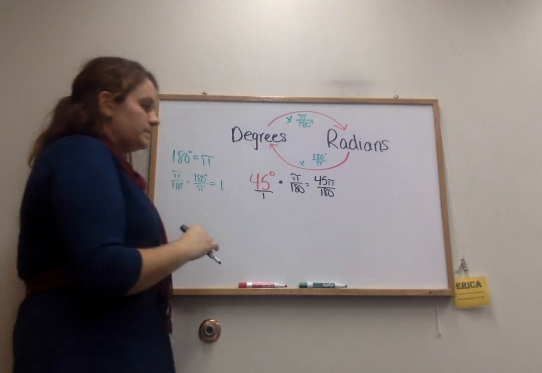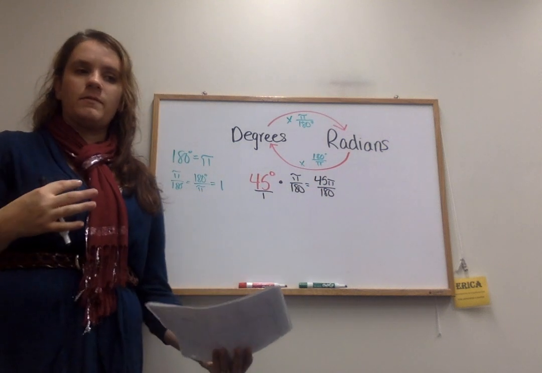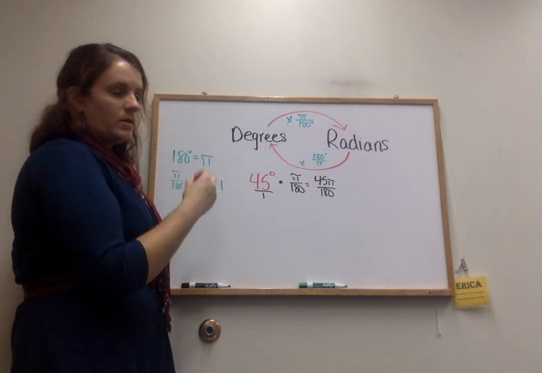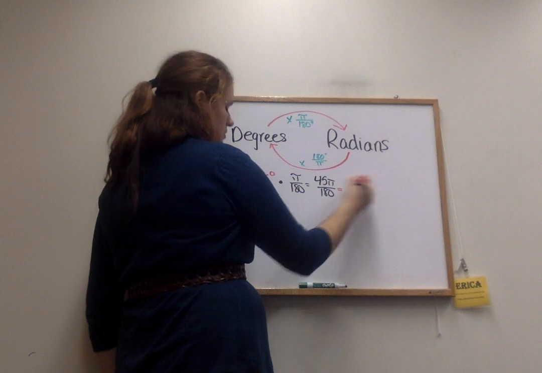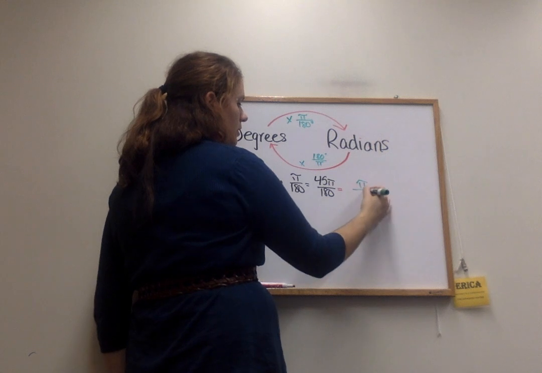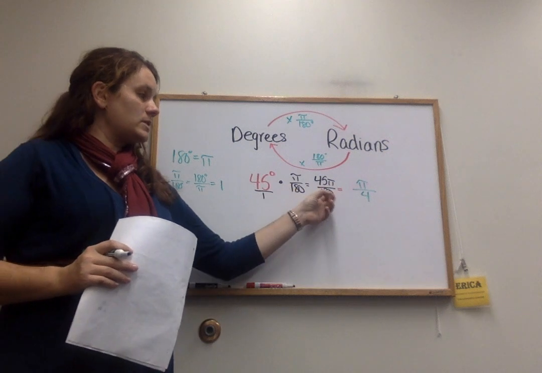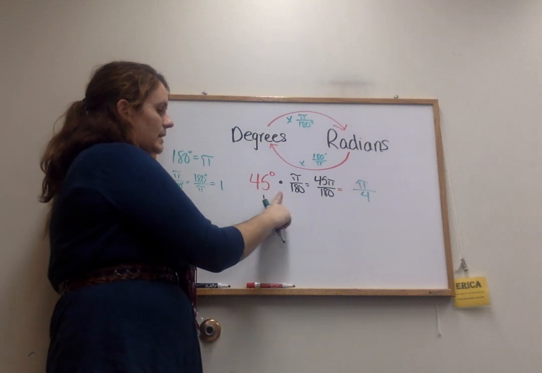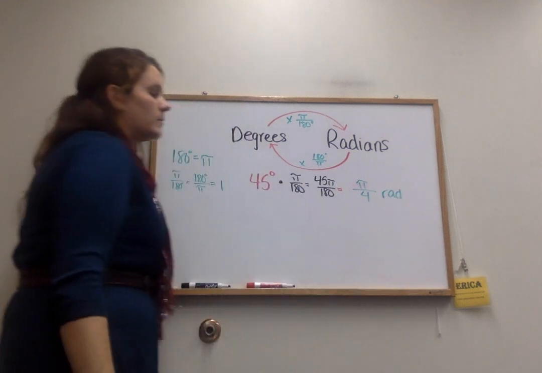Multiply straight across. And with any of these radian measures, you're always going to want to simplify it, reduce it to lowest terms. These both have a common factor of 45. 45 goes into each of those numbers. So when we reduce this, it actually reduces to just pi over 4. 45 goes into itself once. 45 goes into 180 4 times. Right, so 45 degrees is exactly the same thing as pi over 4 radians.